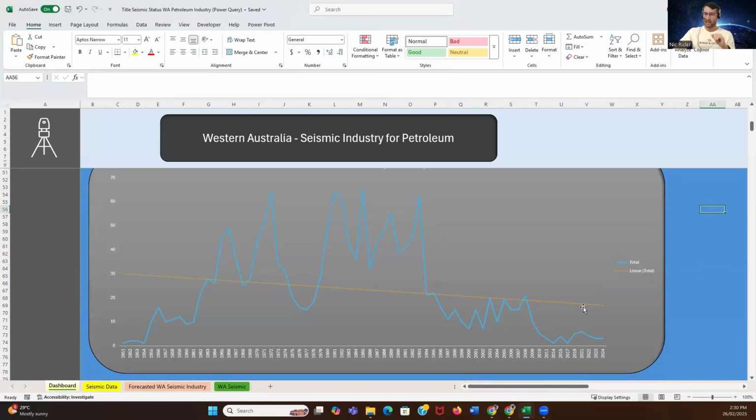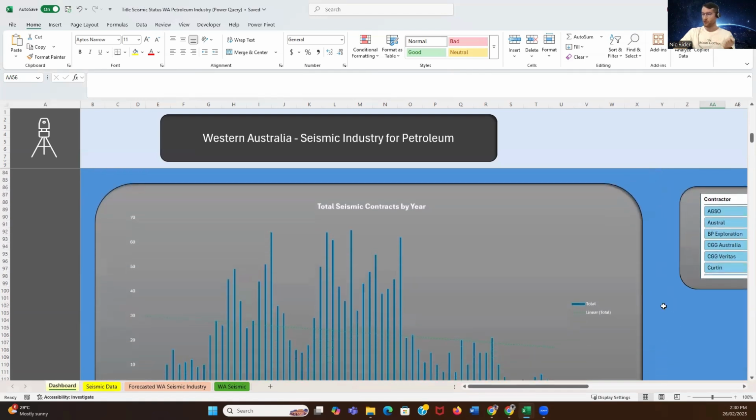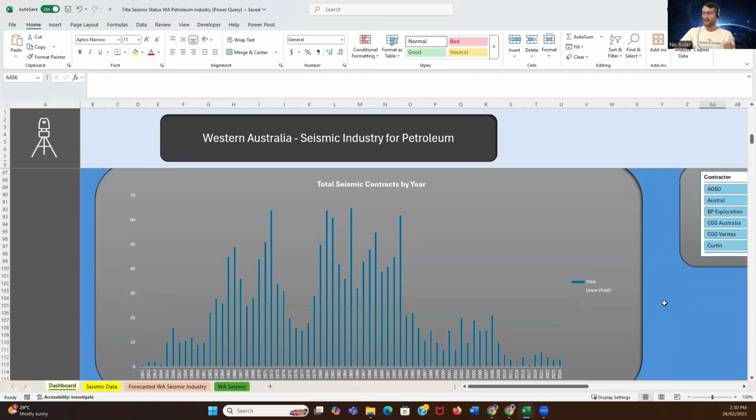So we haven't really seen much down here, which would just suggest that a lot of these operators on these different leases are just recirculating old seismic-based data to, as I said, inform the drilling team where to drill and where to extract the commodity from. If we come down to total seismic contracts by year, on the next one, we can see here that that's also trended down over time.